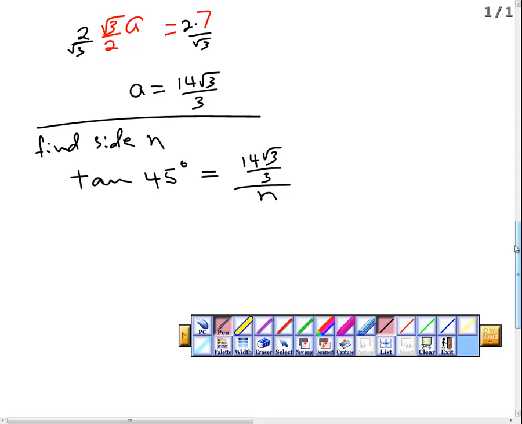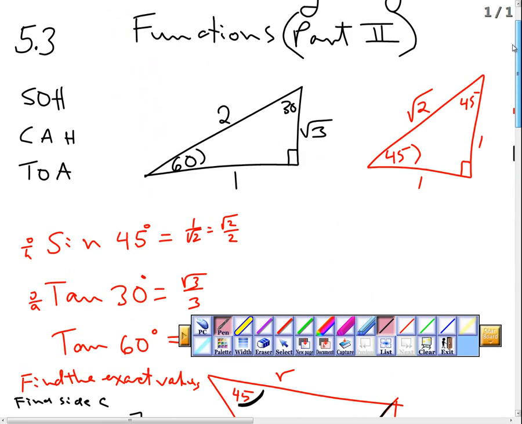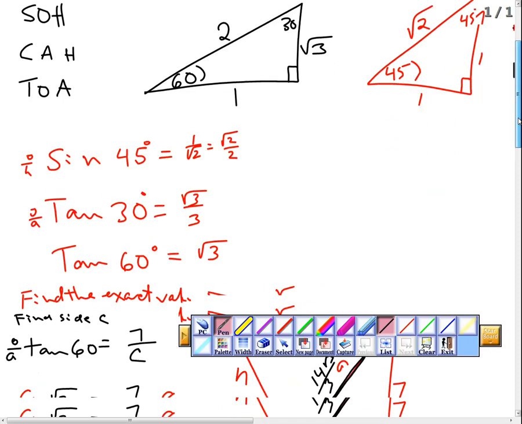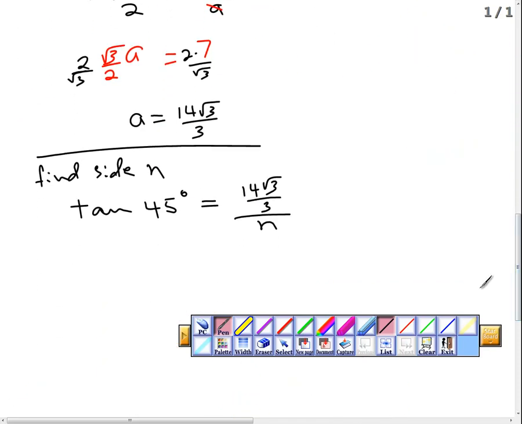Well, tangent of 45 degrees, opposite over adjacent, right? What would tangent of 45 degrees be? Opposite over adjacent. Travis? 1, right. So we can say tangent 45 degrees is 1 equals 14 square root 3 over 3 over n. Now what do we do?